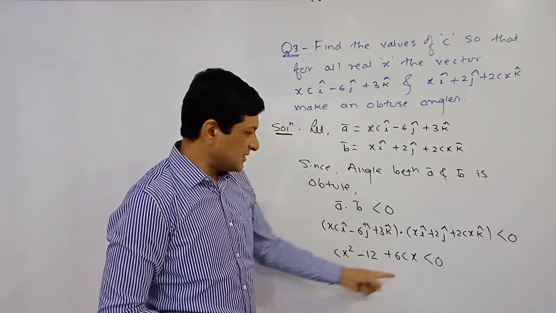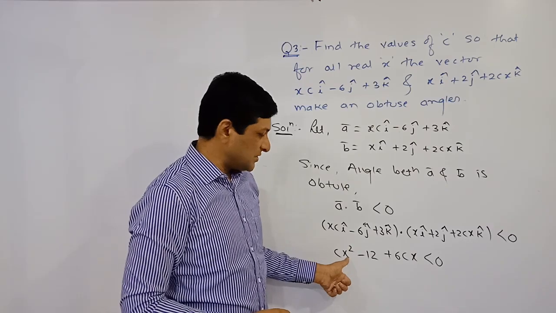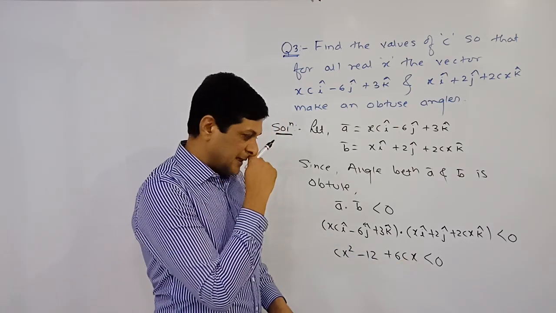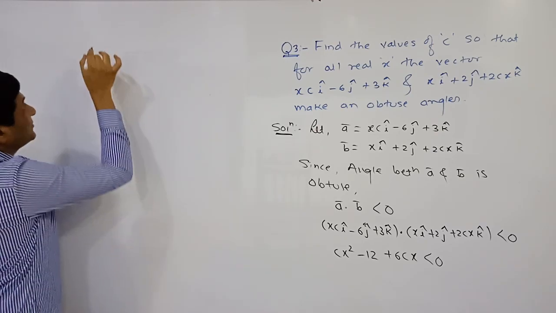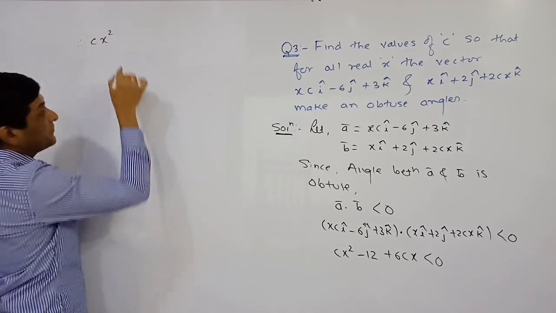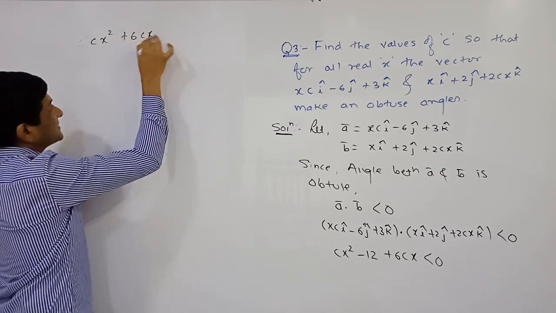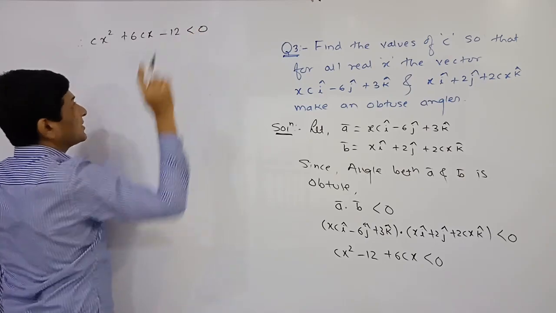Now if you observe this expression, is it a quadratic equation? Yes, it is a quadratic equation in terms of x. First let us write this quadratic equation in standard form. First write the term of x square, so cx square, then write the term of x, that is 6cx, and lastly write minus 12 is less than 0, keep it as it is.